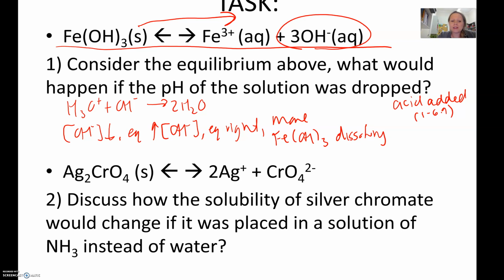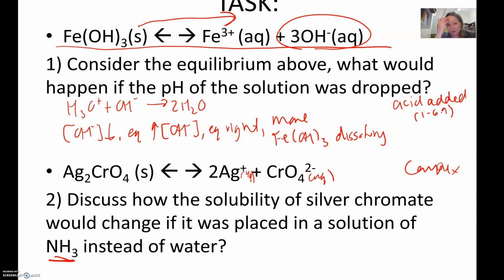So it says here, discuss how the solubility of silver chromate, solubility just means how much dissolves, would change if it was placed in a solution of NH3 instead of water. So instead of dissolving this just in water, we put it into NH3. Now, as soon as you see NH3, alarm bells should go off that we're talking about a complex ion. Now because you've learnt the complex ions, this becomes a bit easier.